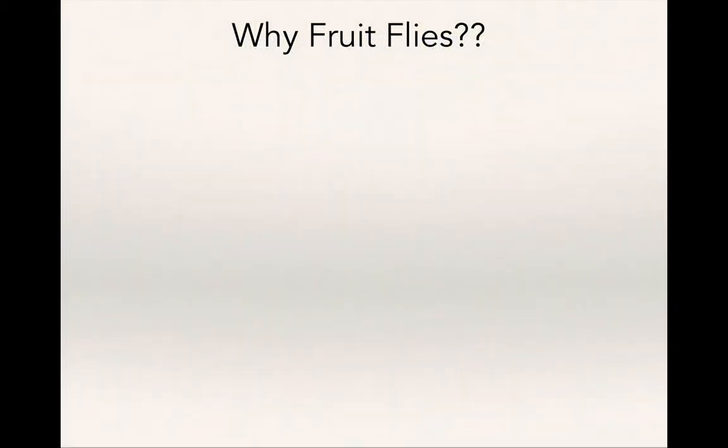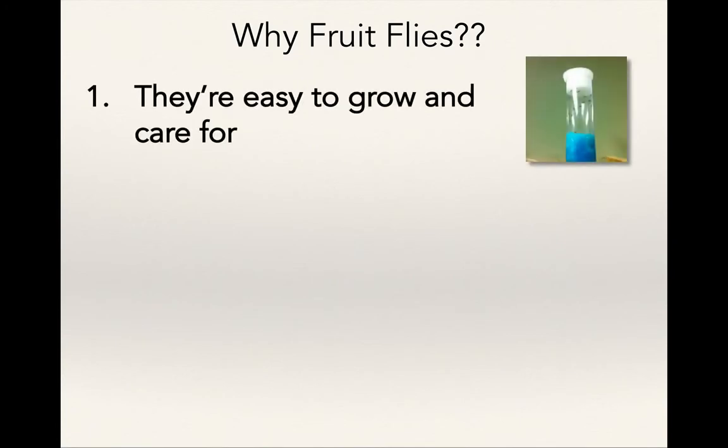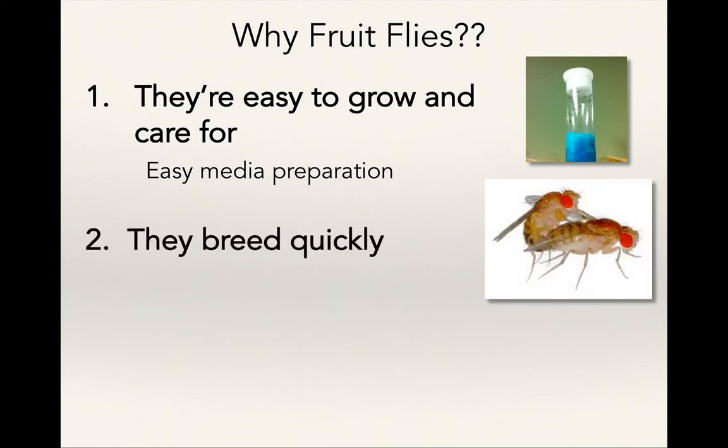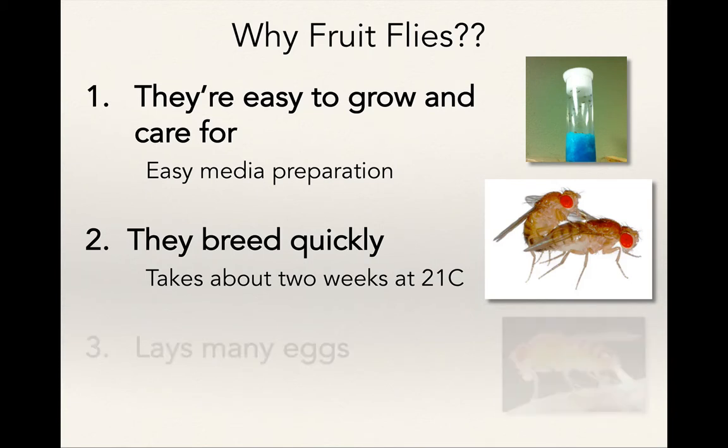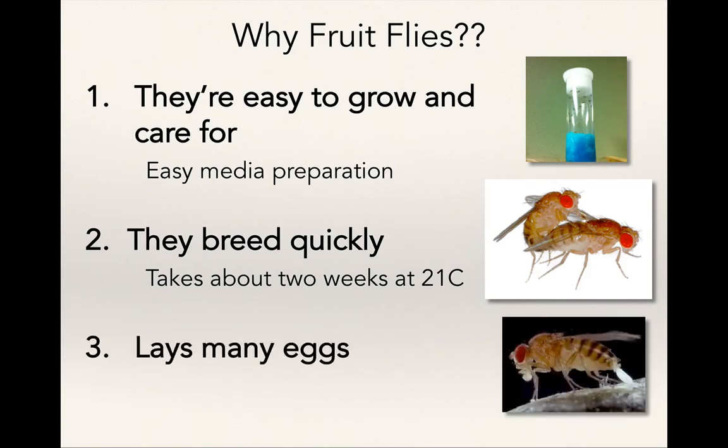So why did Thomas Hunt Morgan decide to study fruit flies? Well, his reasons were really similar to the reasons we still use today. Fruit flies are easy to grow and care for. In particular, their media is really easy to prepare, which you guys will be doing later in lab. They also breed very quickly. It takes about 2 weeks for them to complete their entire life cycle when kept at room temperature. As a result of the activity shown in the second picture, they also lay very many eggs. Females can lay about 100 eggs per day.